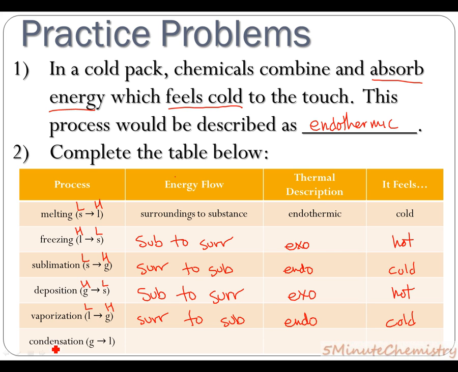Lastly, condensation, gas to liquid, so this is high energy to low energy. High to low means it has to give off, so it's going to be energy flows from the substance to the surroundings. We will call this another exothermic process, and it feels hot.